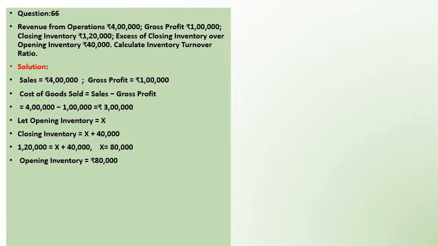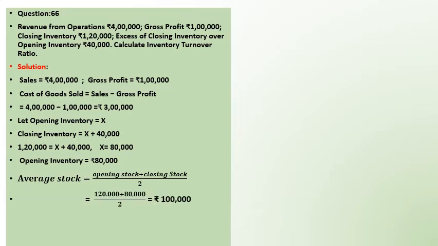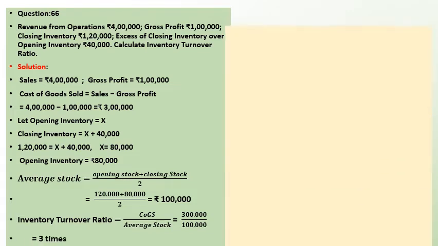Since the question gives a hint that excess of closing inventory over opening inventory is 40,000, you just have to minus 40,000 from the closing inventory. So now average stock is equal to opening stock plus closing stock divided by 2, and by putting this one we'll get average stock is equal to 1 lakh, and then inventory turnover is equal to COGS, that is cost of goods sold, by average stock, that is 3 lakhs divided by 1 lakh is equal to 3 times.